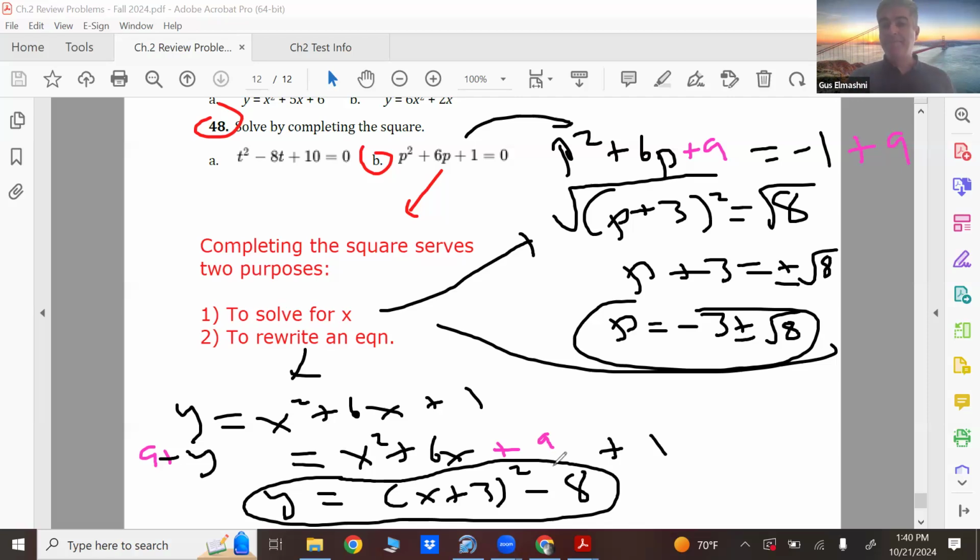Now, what's my vertex? If I look at this equation that I just rewrote, what's the vertex now? Yes, perfect. What's my y-intercept? Just look at the original equation. If I plug in 0 for x, what's my y-intercept?